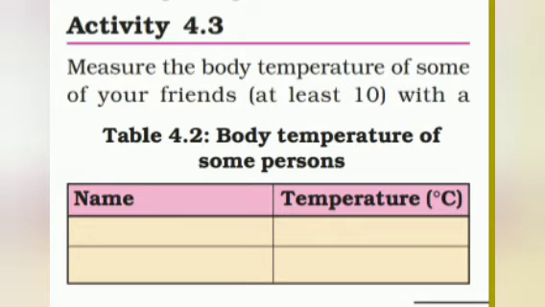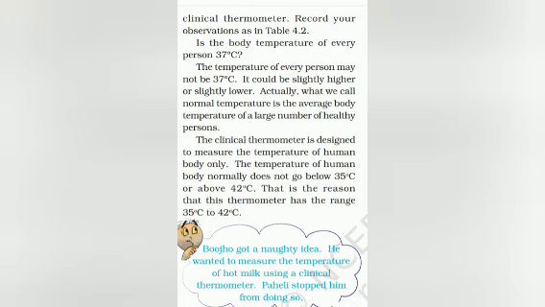It may be somewhat less or somewhat high. Record your observation and write in the table. Is the body temperature of every person 37 degree? The temperature of every person may not be 37 degree. It could be slightly higher or slightly lower.